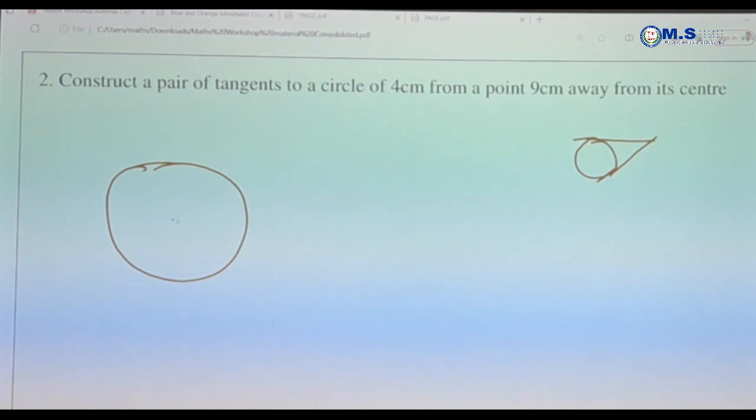Next, from where do we draw the tangents? 9 cm away from the center. There is less space, we will reduce it, no problem. So now our task is to draw tangents from this point. That is our task. Now you don't know where the tangent will touch the circle, so we have to do a construction. So what is the first step?